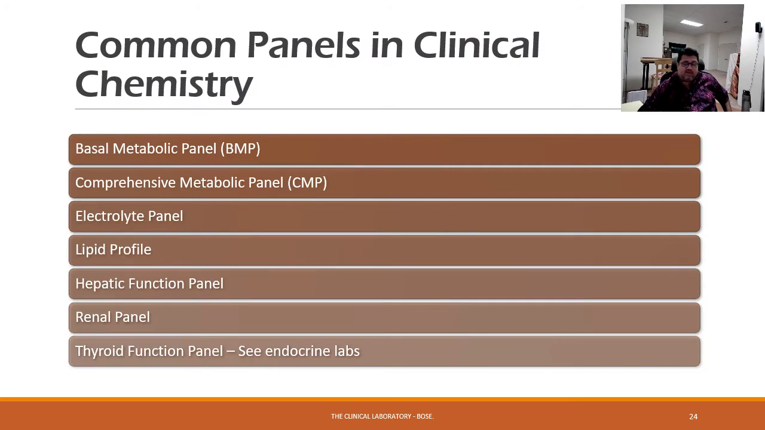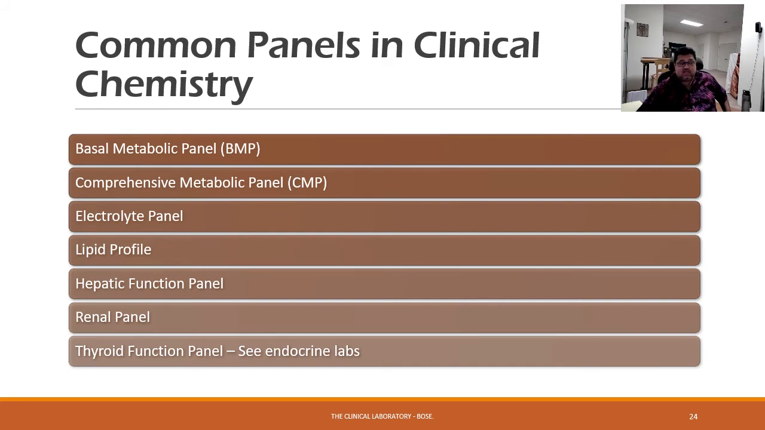So the common panels that we see in clinical chemistry are shown on the screen. There is a basic metabolic panel, there is a comprehensive metabolic panel, electrolyte panel, lipid profile, hepatic panel, renal panel, thyroid panel. Now these tests are common panels. They actually don't belong to one single area of study.